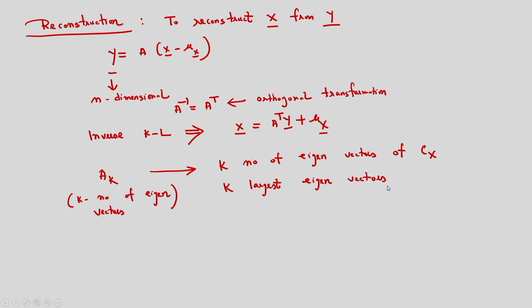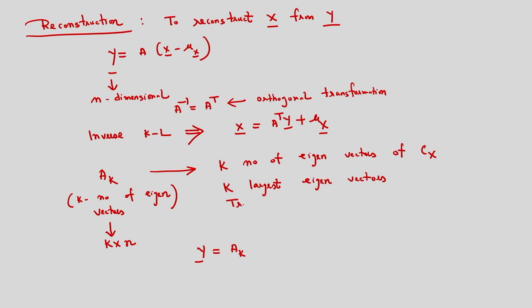K largest eigenvectors are being considered. So what will be the dimension of AK? The dimension of AK is K cross N, because we are considering only K number of eigenvectors. So the transformation will be Y is equal to AK, in place of A. This AK I can consider as a truncated transformation matrix, because I am not considering all the eigenvectors for constructing the transformation matrix.